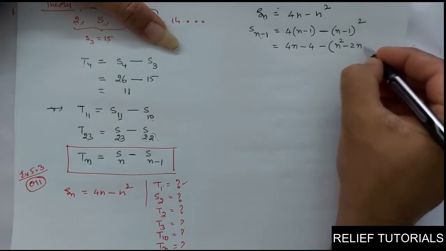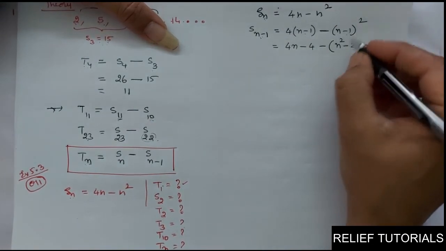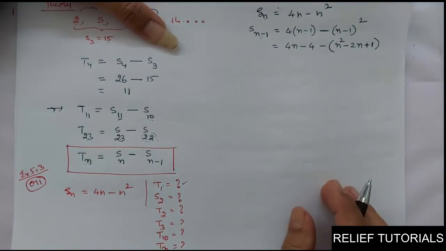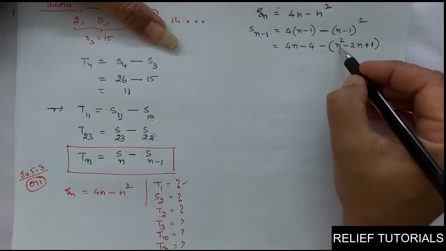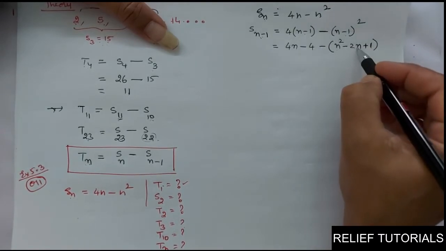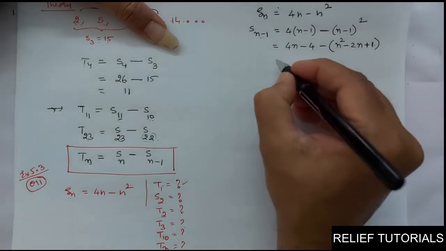So n square minus 2n minus a minus b the whole square, a square minus 2ab plus b square. a minus b the whole square, a square minus 2ab plus b square. So n square minus 2 into n into 1, 2n plus 1. Now you will open the bracket.